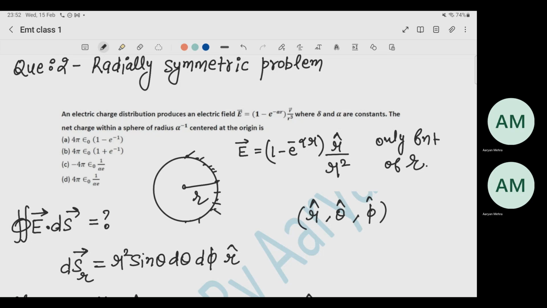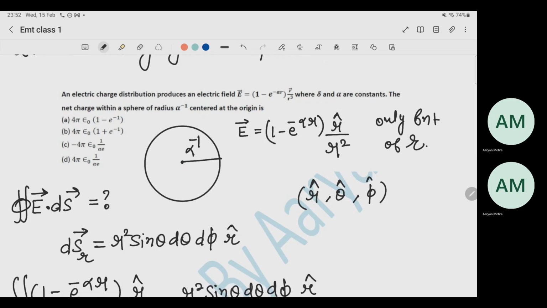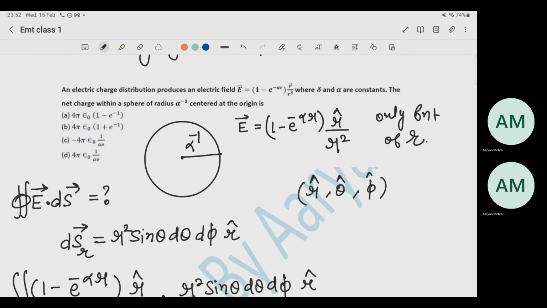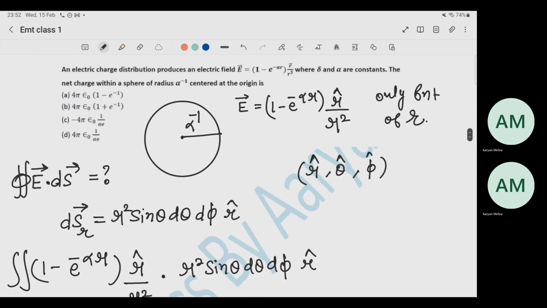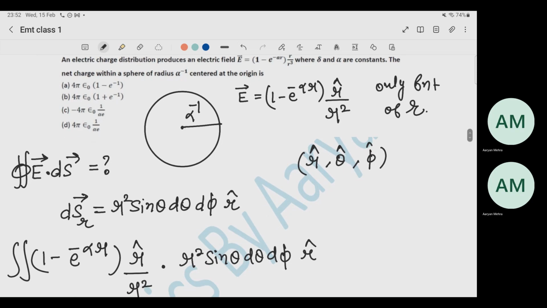How can we find the net charge? Again, the same problem. It is given that you have a sphere of radius 1 by alpha, and what is the charge enclosed in this surface if this is the electric field? The electric field is given to us and we only want to find the radius of this sphere. I will again find the E dot ds.